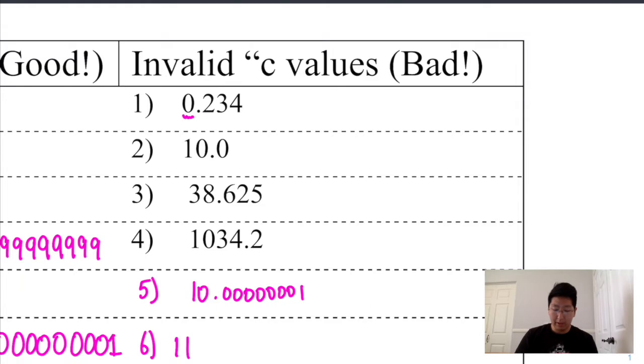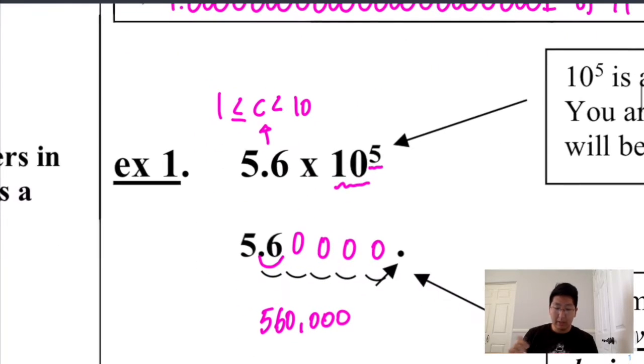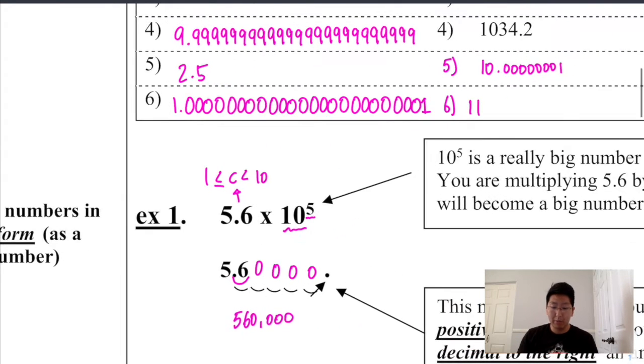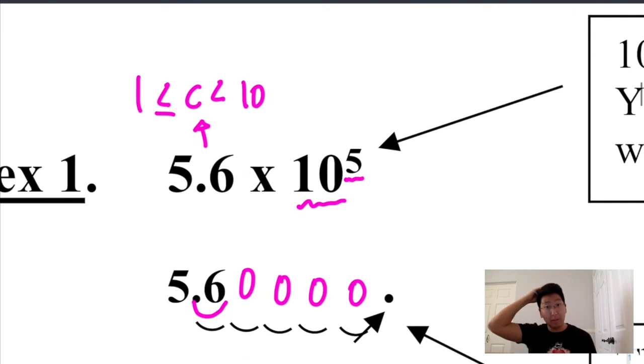And what we did was we looked at this and we said, oh, the C value is greater than or equal to 1, but less than 10. So this works. This is scientific notation right here. And what we can do is expand it. When we have 10 to the fifth, that's a number that's going to be bigger, so the decimal point is going to move over 5 times. So that's what we did right here.